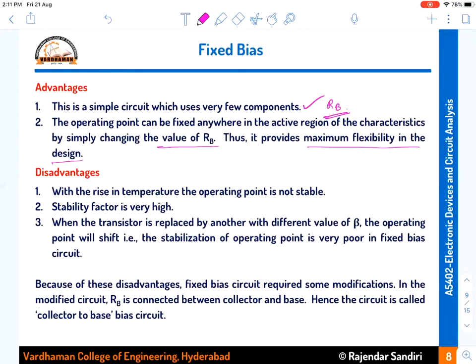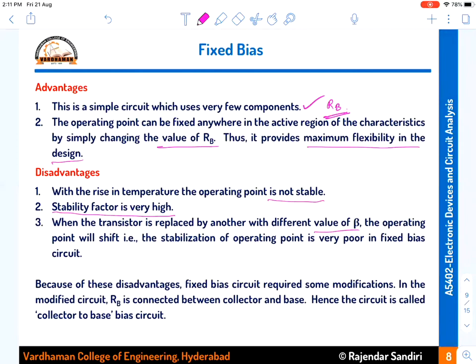And with the rise in temperature, the operating point is not stable. The stability factor is very high. And if the transistor is replaced by another transistor of a different value of beta, then also your operating point may shift. So these are all the disadvantages.